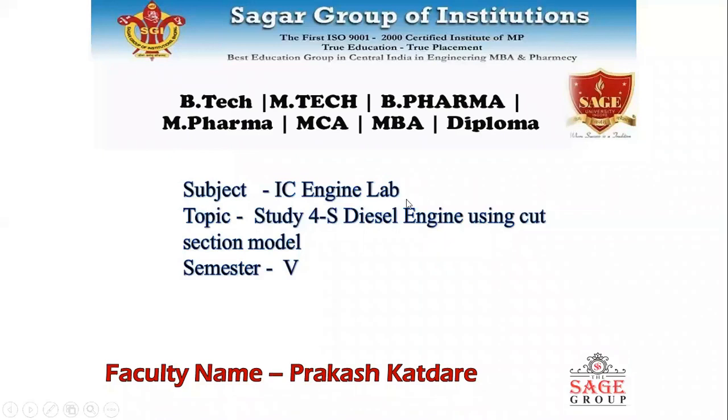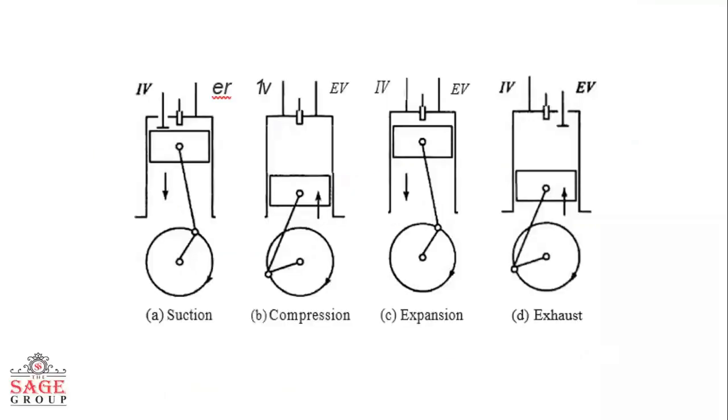Good morning. So in the last class, we discussed the four-stroke SI engine, or four-stroke petrol engine. Today we will be discussing the four-stroke diesel engine, or you can say the four-stroke CI engine. The four-stroke CI engine is similar to the four-stroke SI engine, but it operates at a much higher compression ratio.